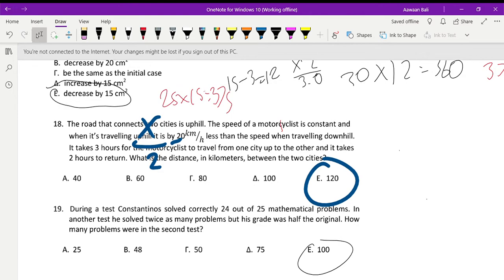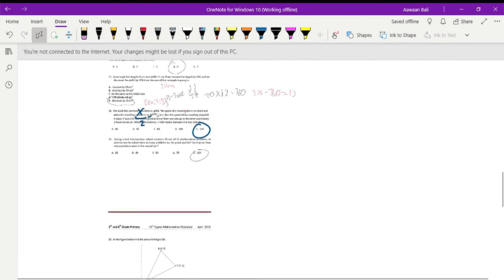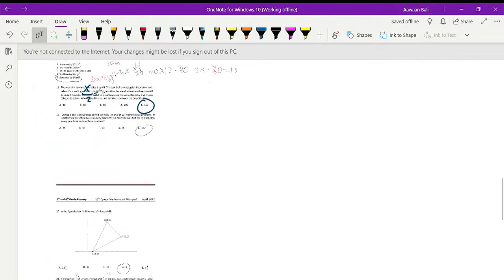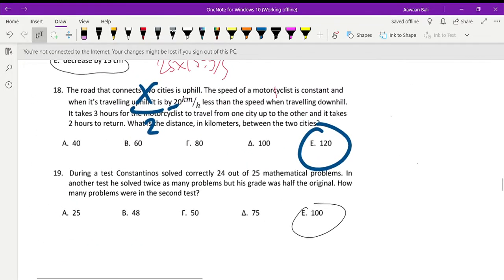Now, question number 18. The road that connects 2 cities is uphill. The speed of a motorcyclist is constant. And when it's traveling uphill, it is 20 kilometers per hour less than the speed when it's traveling downhill. It takes 3 hours for the motorcyclist to travel from one city up to the other, and it takes 2 hours to return. What is the distance in kilometers between the 2 cities? There's a good way to do this.